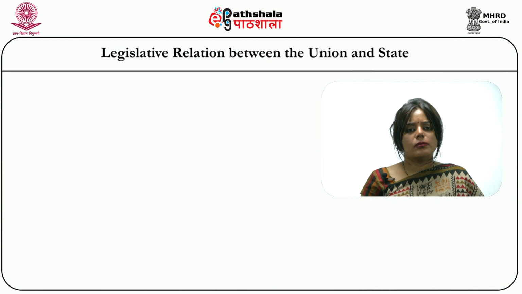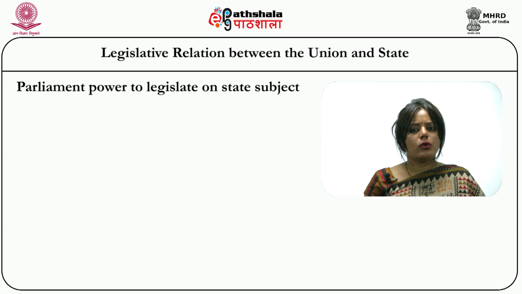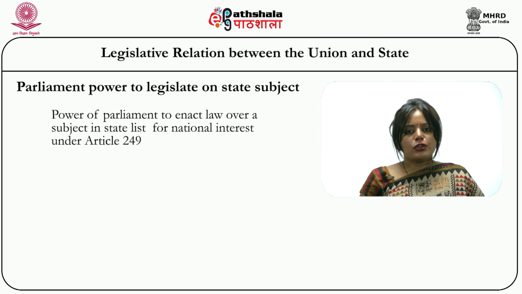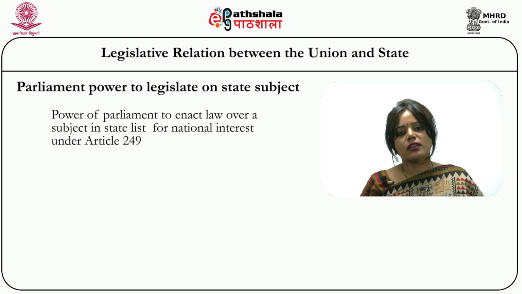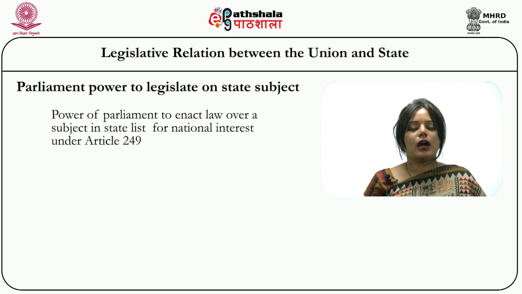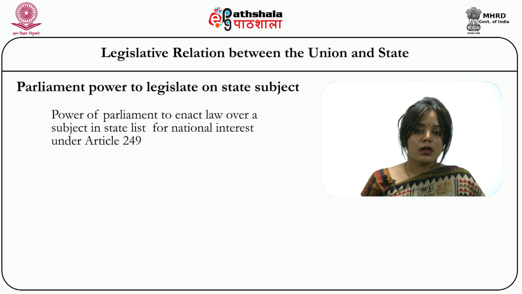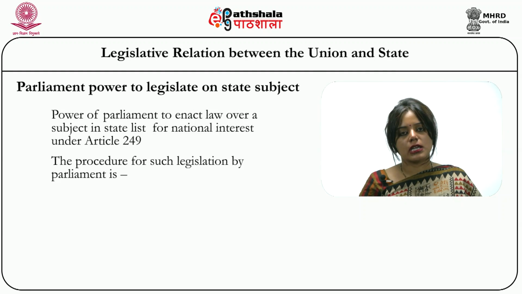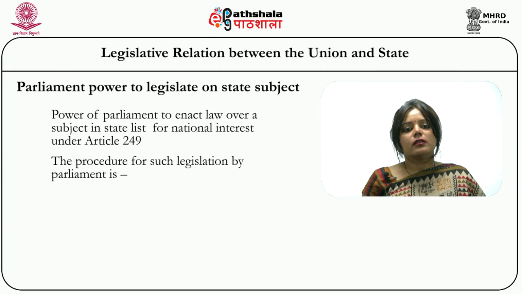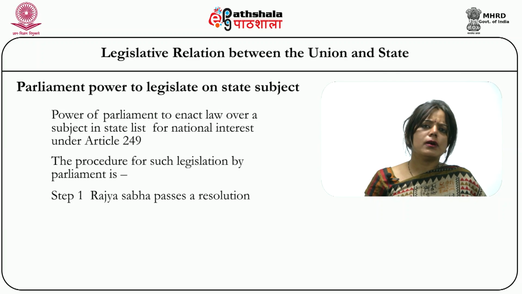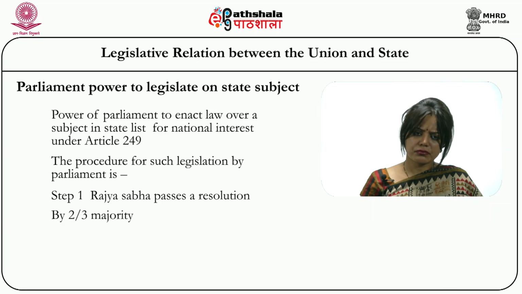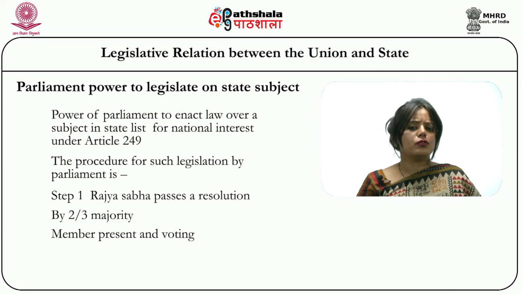Now, dear student, we will come to the next, that is Parliament's power to legislate on a subject matter. The power of Parliament to enact law over a subject in the State List is, firstly, for national interest under Article 249. Here, I will discuss the procedure for such legislation by Parliament. The first step is that Rajya Sabha passes a resolution by a 2/3 majority of the members present and voting.